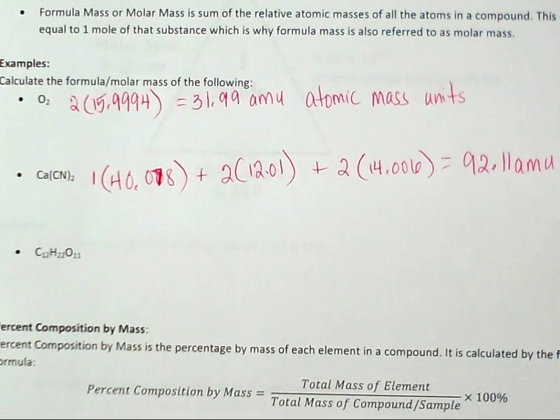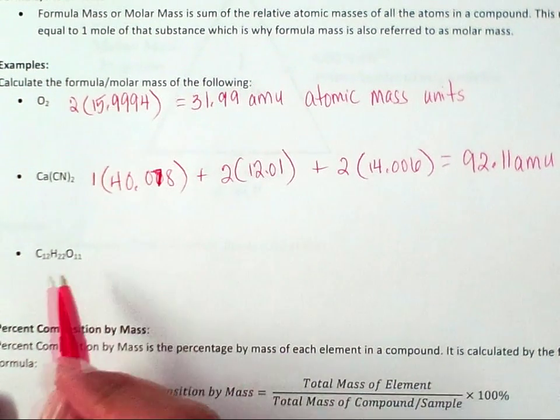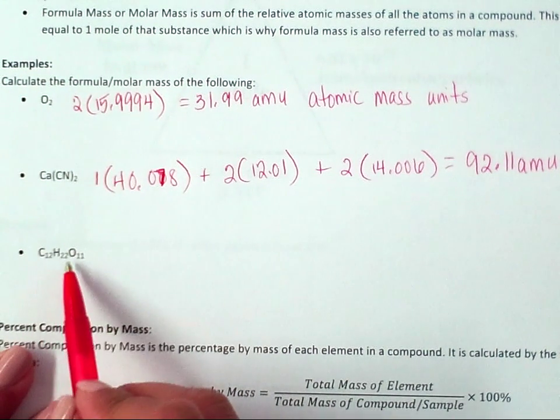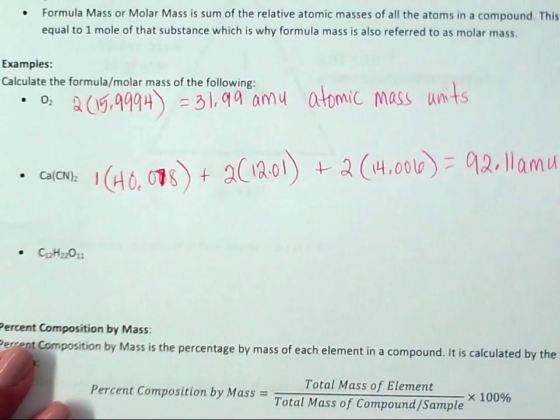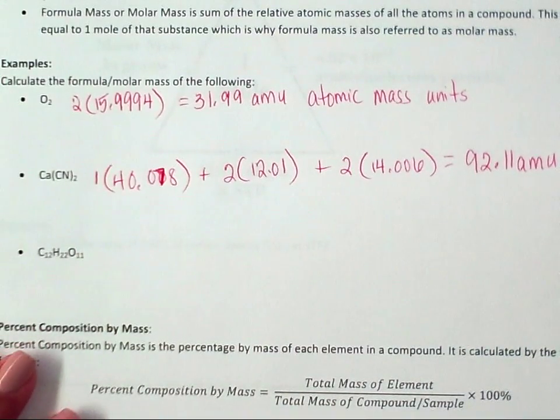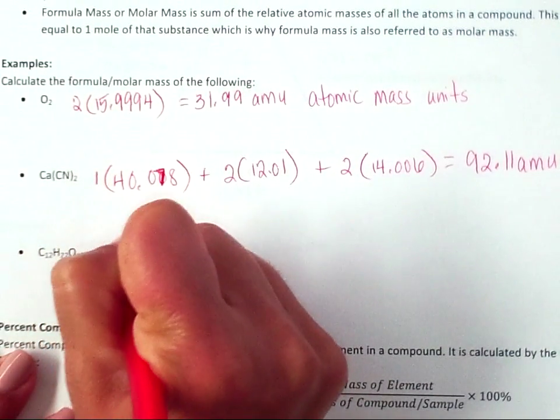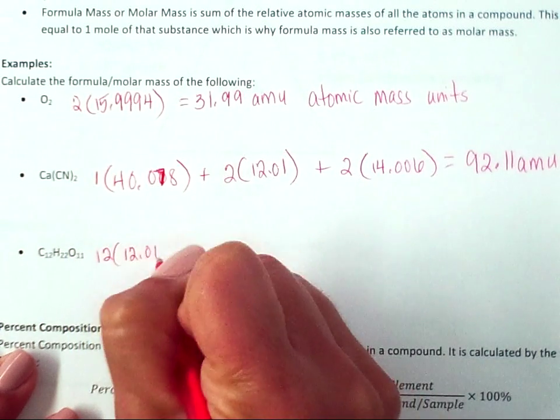But I'm going to write that on the board eventually. Just wanted to point that out to you. Okay, do you get the hang of it? How many carbons do I have here? 12 carbons, 22 hydrogens, 11 oxygens, and so you would simply look up the mass of each one. You would set it up in the same way that we've been doing, okay?